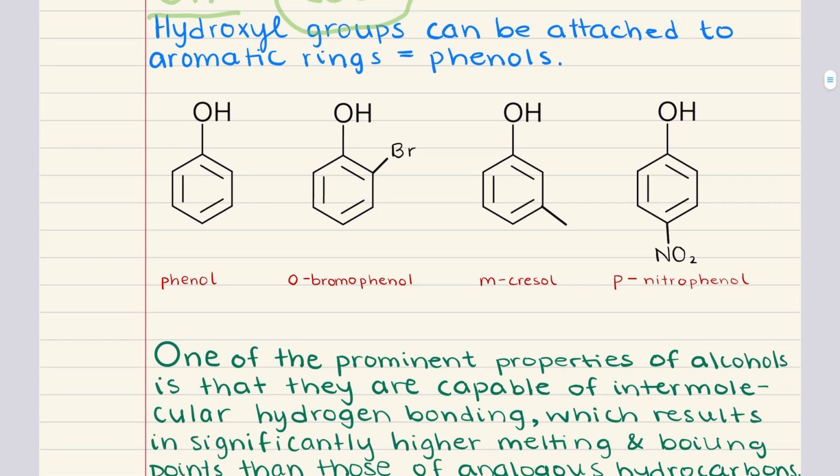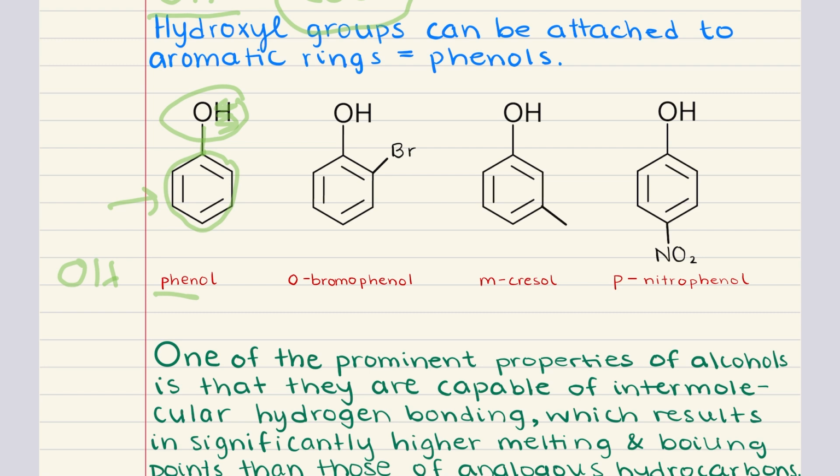Finally, let's talk about phenols. This is a special case of alcohols where the hydroxyl group is attached to an aromatic ring, specifically a benzene ring. Unlike regular alcohols, phenols exhibit distinct chemical properties due to the influence of the benzene ring. One of the most notable differences is their acidity. While typical alcohols are not very acidic, phenols are significantly more acidic because their conjugate base is stabilized by resonance.